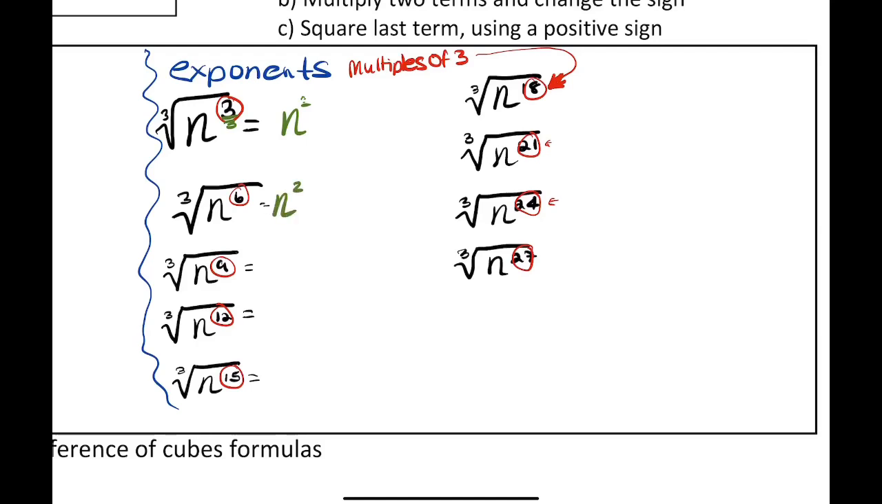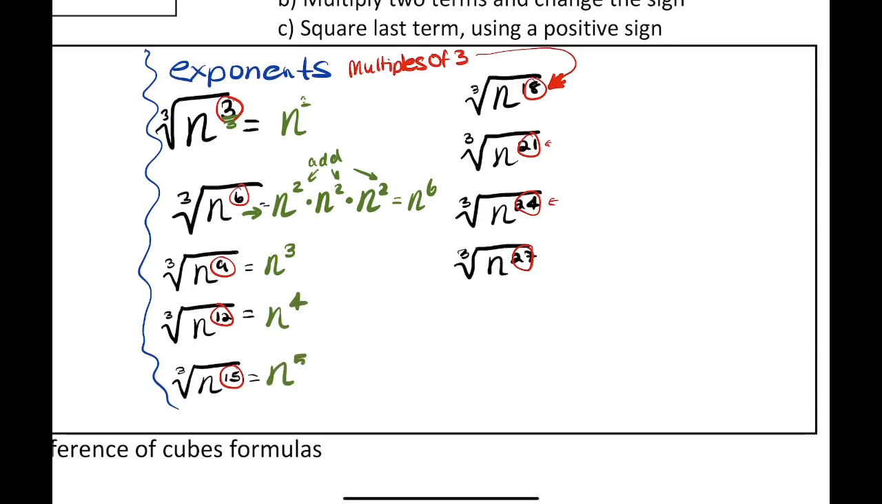And just to make a point of why n to the 6 is equal to n squared when cube rooted, let's cube that. n squared times n squared times n squared equals n to the 6, because we're using that product rule. The product rule states that we add those powers. We add 2 plus 2 plus 2, which is 6. So the cube root of n to the 9th is n to the third. The cube root of n to the 12th is going to be n to the 4th.